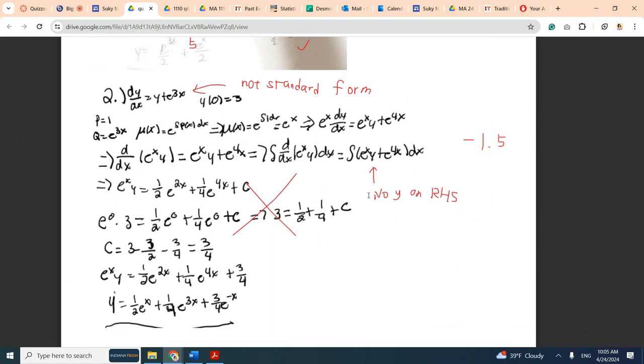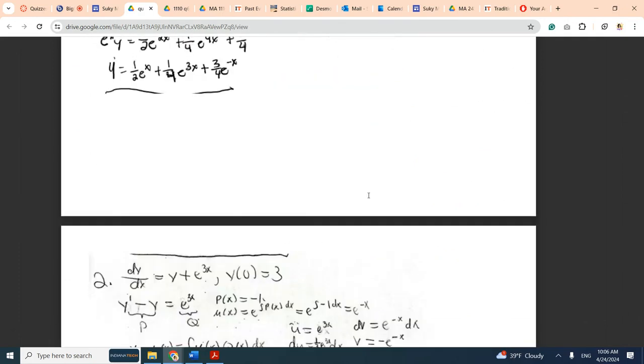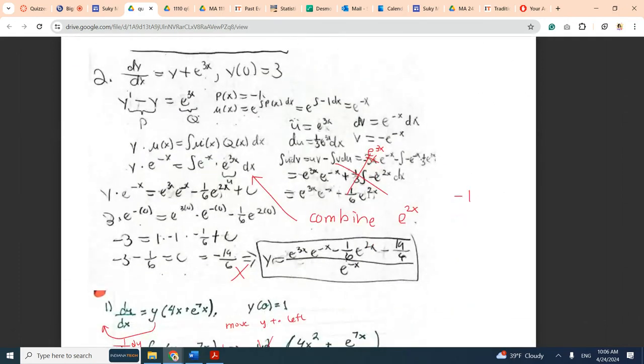You want to move the y to the left hand side, and then your p is the coefficient of the y. So therefore, the integrating factor is e to the negative x. And your right hand side, the q should consist only of x. You should not see y in the q. So your right hand side is a function of x. So be careful with that. And then here, combine them.